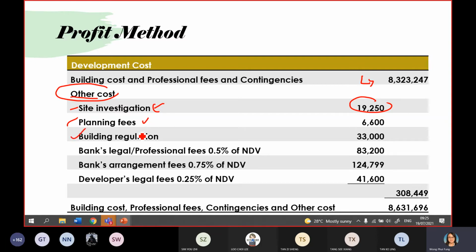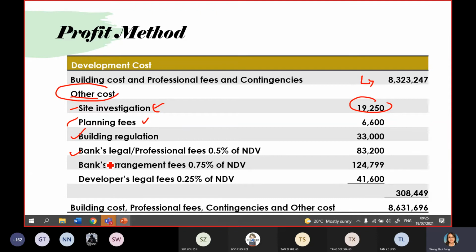Building regulation is where you pay the planning fee and also the permission fee to the building control departments, such as BOMBA, TNB, Syabas, IWK. When you kickstart the development, you need water and electricity. So that's why you need to get the permission and approval from all these building control departments.